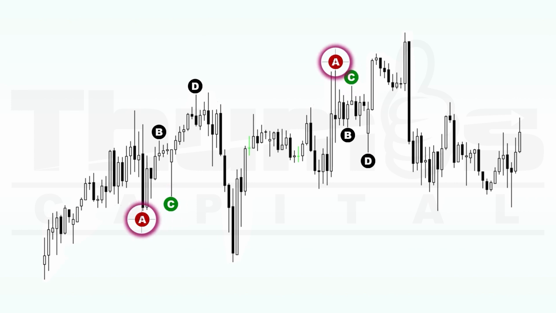When the big players spot the ABCD swing form, they know, based on behavioral patterns and retail education, that a lot of stop losses will be resting at the A level. They use that liquidity to load their positions.